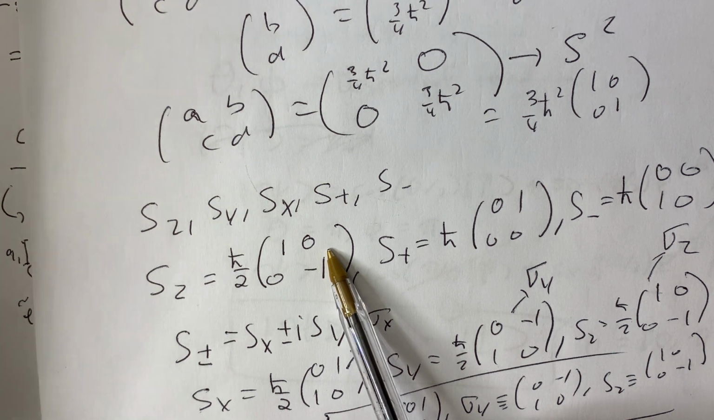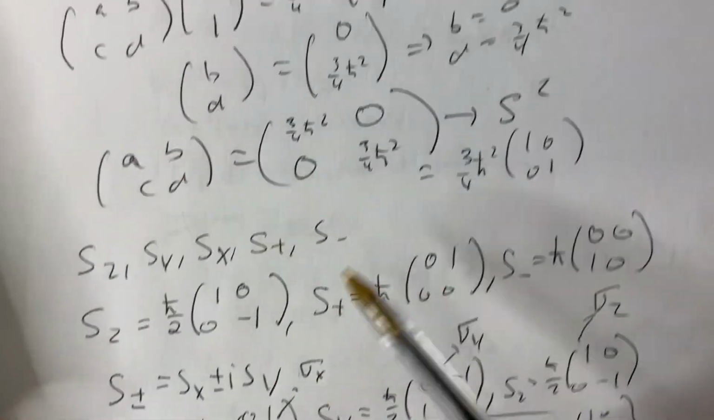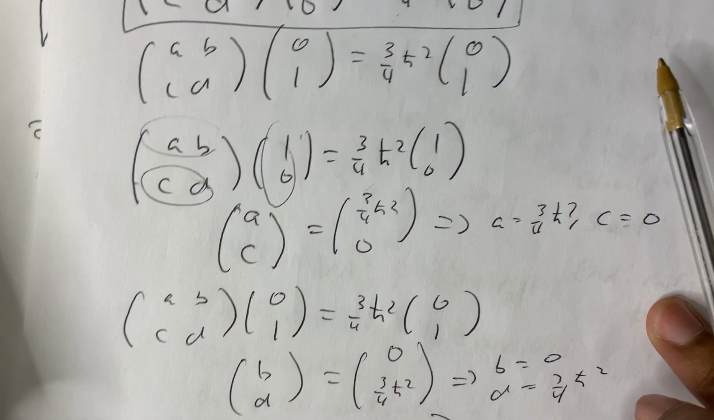I should write this down. But yeah, those are the Pauli spin matrices, and that is the algebraic theory of spin.